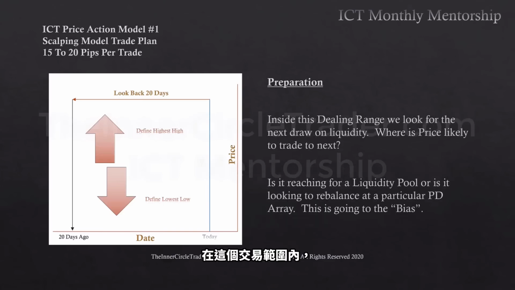Now, inside this dealing range, we look for the next draw on liquidity. Where is price likely to trade to next? Is it reaching for a liquidity pool, or is it looking to rebalance at a particular PD array? This is going to be your bias.